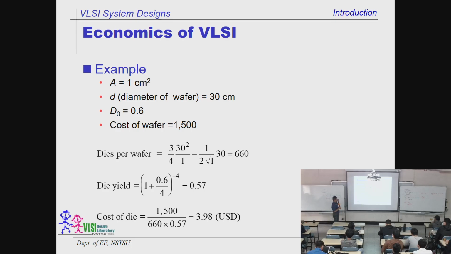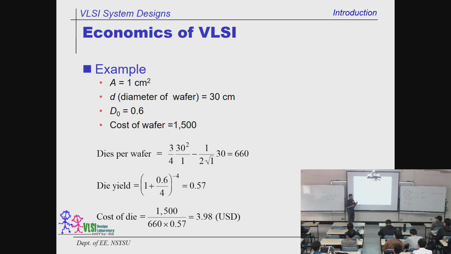So right now, if you are a lousy designer, we have two examples. You need 1 square centimeter to realize a certain function. The wafer diameter is 30, the D0 is 0.7, and the cost of the wafer is 1.5 thousand US dollars. This is a normal price, don't be surprised. Then we take the equations and do the math. We find out that we can only deliver 660 dies on the wafer, and the yield is 0.57. That's really bad.